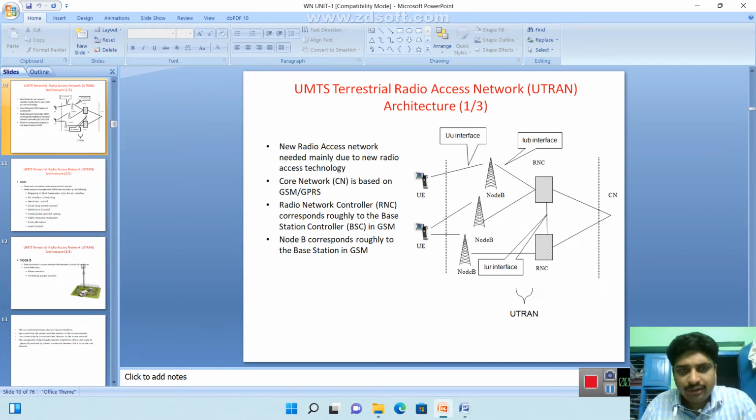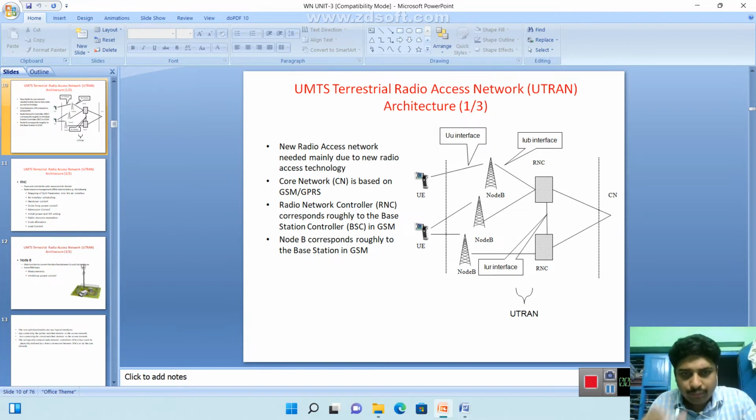The first architecture is the CN. The CN is generally based on GSM or GPRS. GSM is nothing but Global System for Mobile Communication, and GPRS is the General Packet Radio Service. Here they are using the RNC, a very important concept. It is a basic element for 3G services.